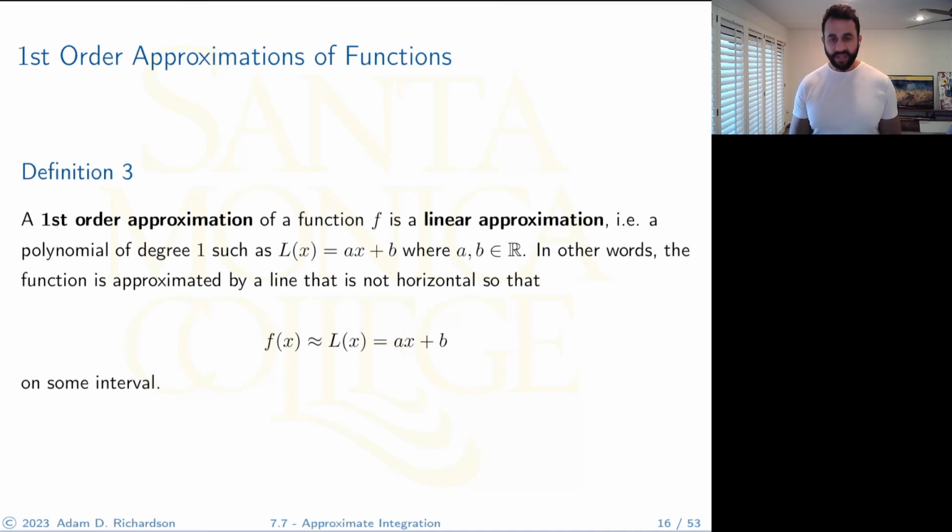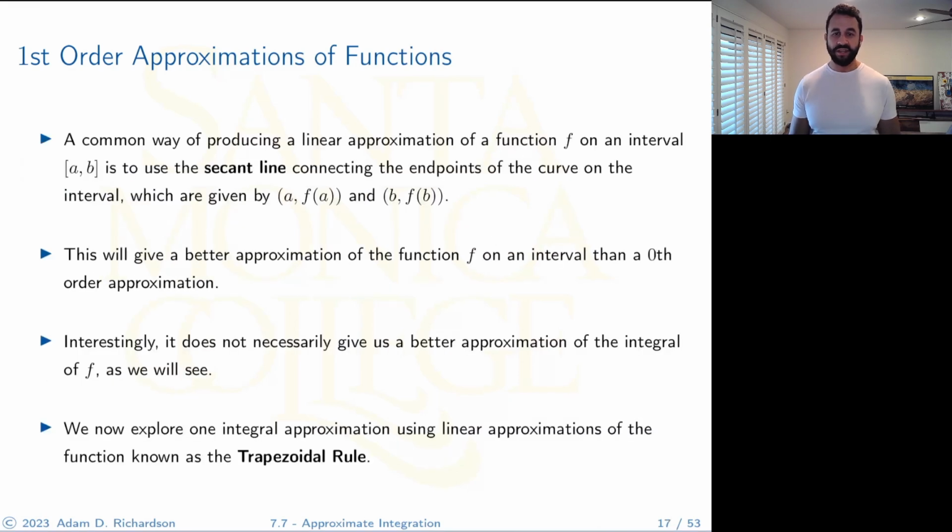That's the idea. So a standard way to produce a linear approximation is to use a secant line. So rather than using a tangent line, we will use a tangent line later, actually, in section 8.1, which I'll talk about later. We're going to use a secant line. So what we're going to do is we're going to use a secant line that connects the endpoints of the curve on that interval given by these points.